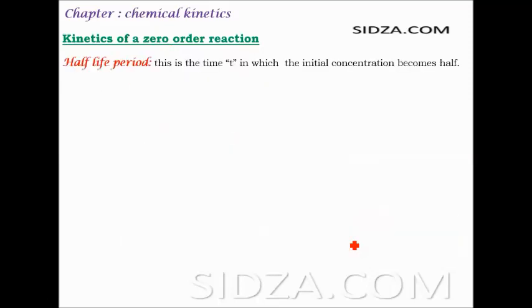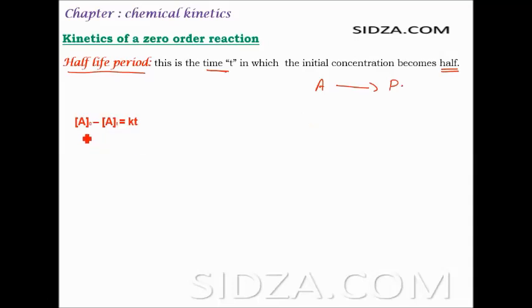Now let's find the half-life period for the zero order reaction. As we know, the half-life period is basically the time in which the initial concentration of the reactants becomes half. That means it is the time taken by half of the reactant molecules to be converted into product. Suppose a reaction starts with 10 grams of A; the time taken for 5 grams to be converted into product is the half-life period. And we can find the half-life period from the rate constant K value.